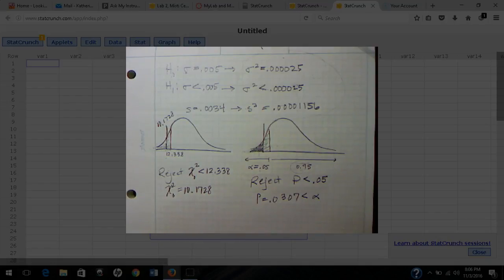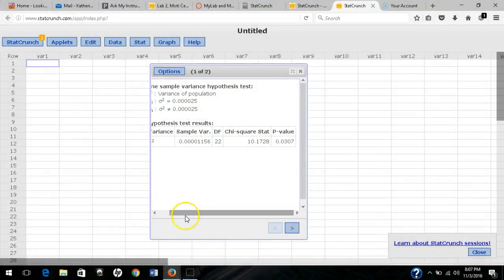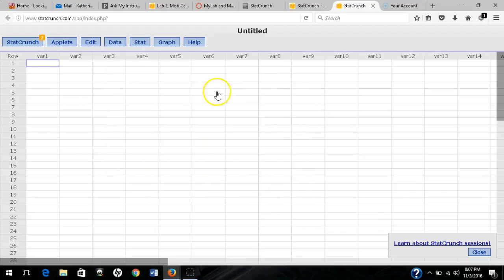Okay, so I think that's about it. Let me know if you have any further questions. I hope that helped a little bit. I think we covered just about everything as far as using StatCrunch and the interpretation.